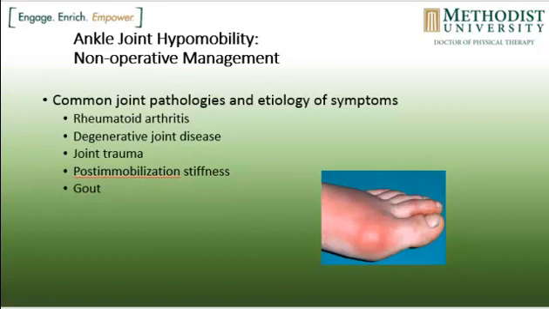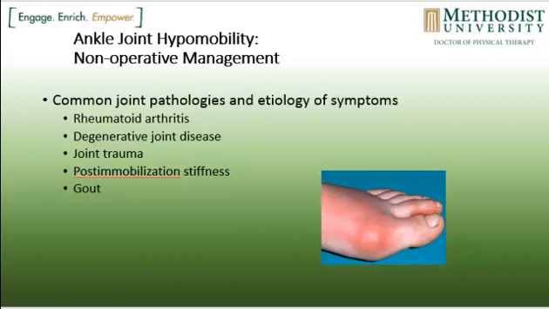So some of the common causes are rheumatoid arthritis, degenerative joint disease, joint trauma, post-immobilization stiffness, and gout. Many of the common pathologies in the foot and ankle are similar to the common pathologies in the knee, hip, shoulder, all the other joints. With rheumatoid arthritis, you'll see RA affect the forefoot early and then progress towards the hind foot and ankle as the disease process progresses.